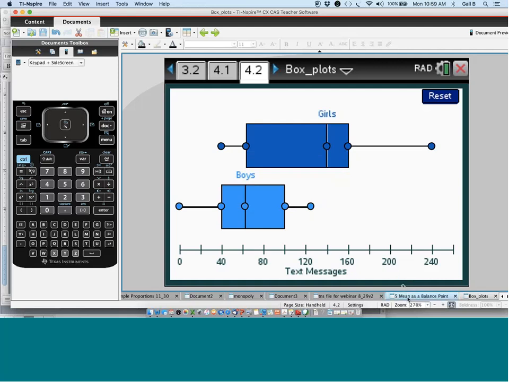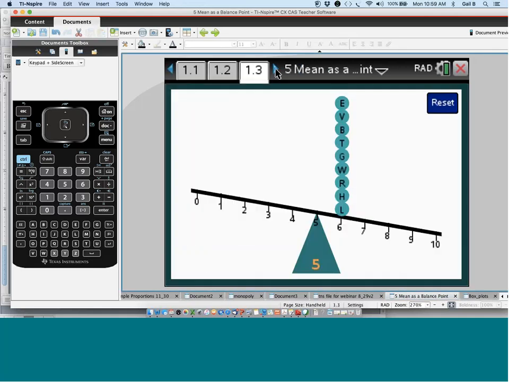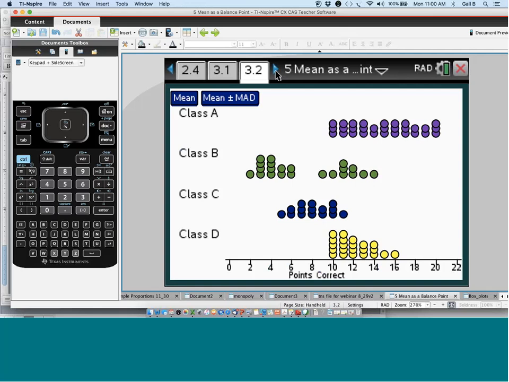All right. So I just wanted to show you one other example here, because this idea of variability is really important. I'm using a file called mean as balance point that comes from the building concepts work. But this notion of helping kids visualize the variability is an important thing that we need to help them understand and learn how to do.